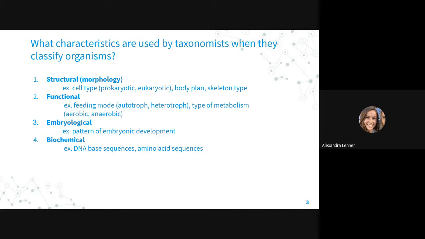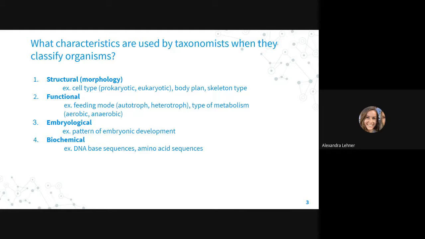Then we have functional. So we're talking about autotrophs, heterotrophs, which we started talking about when we were learning about plants. Remember, plants are autotrophs, we humans are heterotrophs. And the type of metabolism, anaerobic or aerobic. Remember, aerobic has to do with oxygen, anaerobic means without. We also went over that when we were talking about the different types of cells.